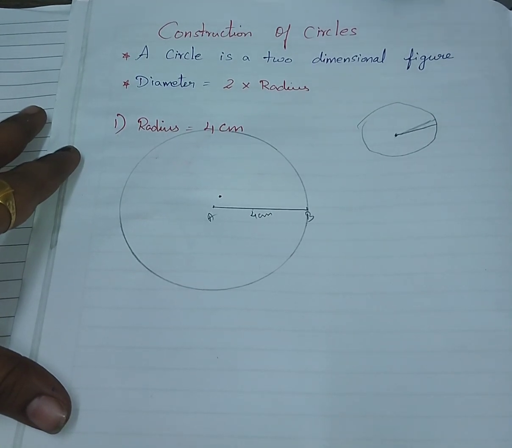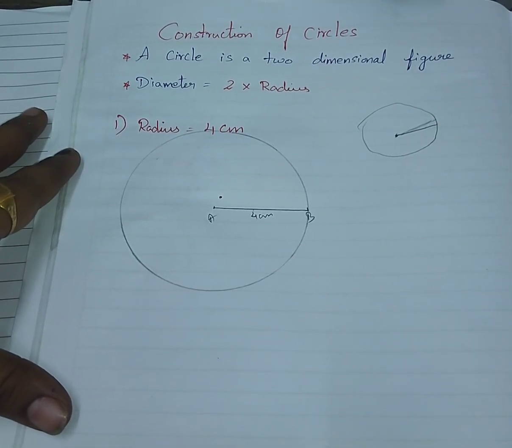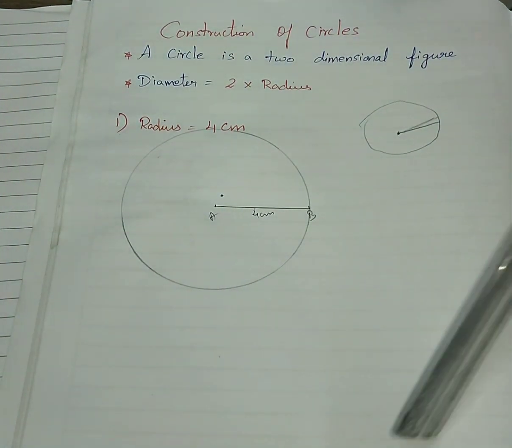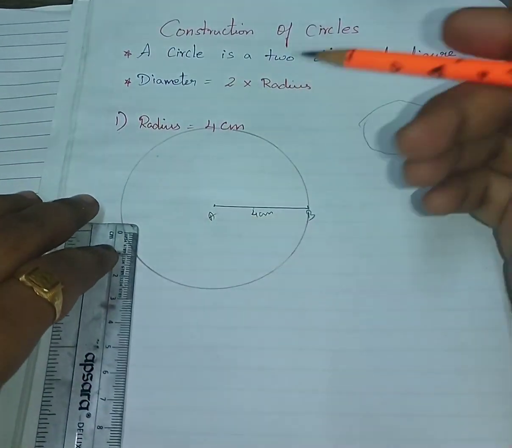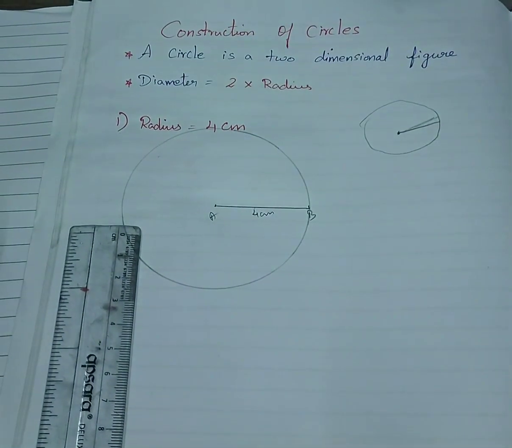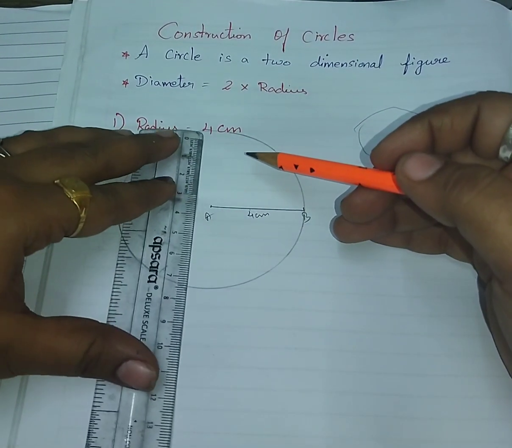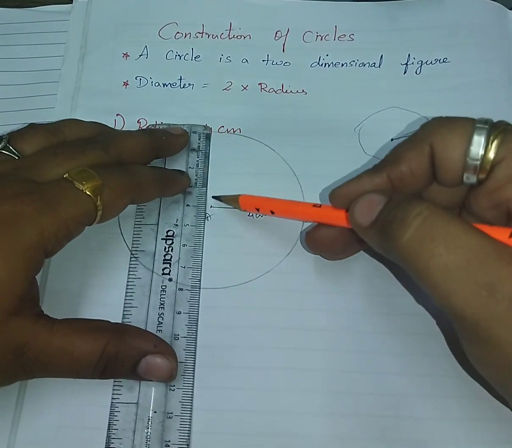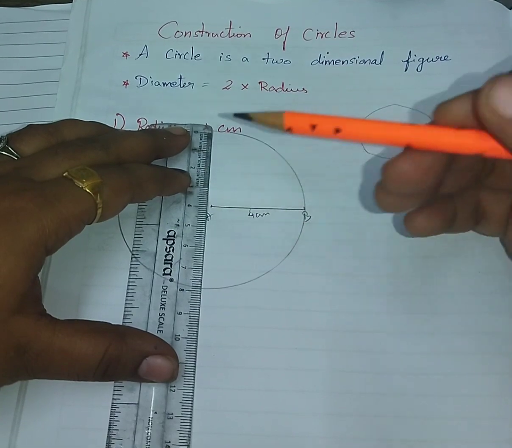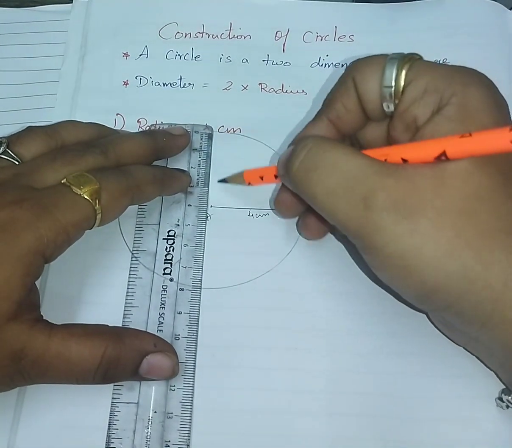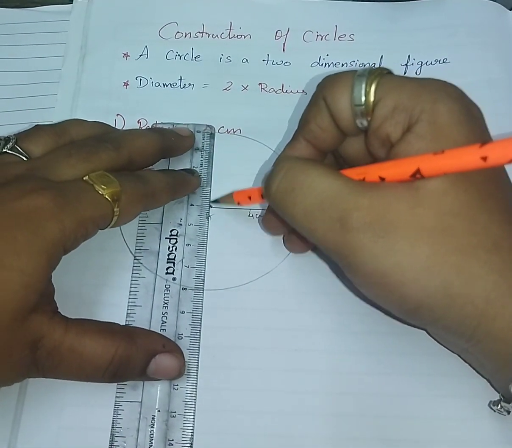If you want to cross check whether you have drawn it correctly, obviously you have drawn correctly. If you want to check, kindly check the diameter. What do you mean by diameter? Diameter is a straight line which passes through the center of the circle. So the point A is your center.